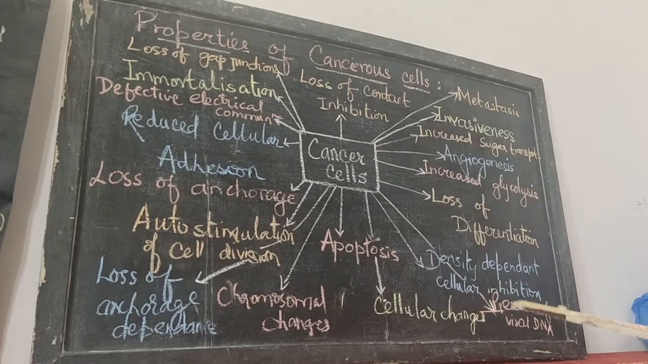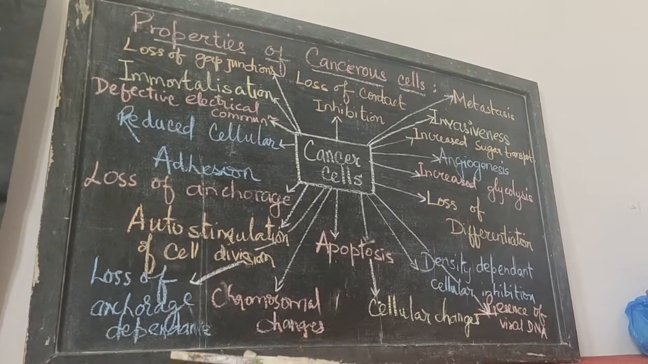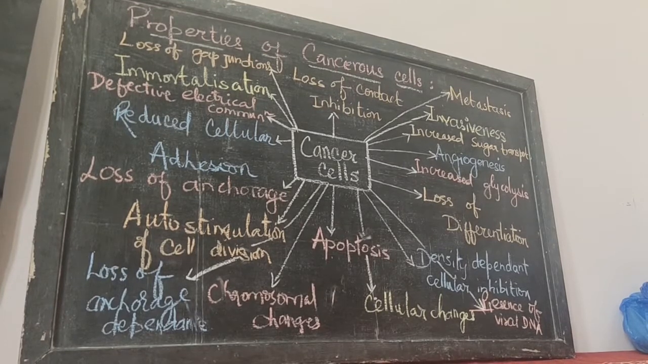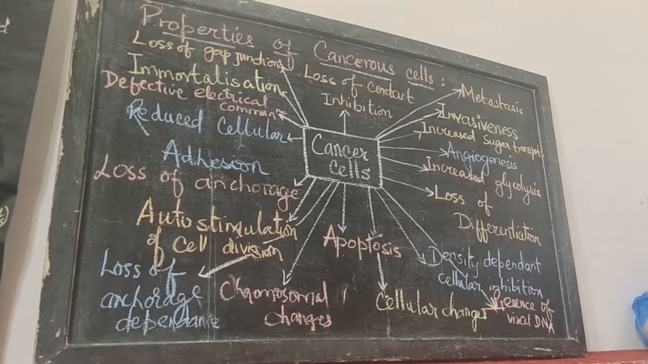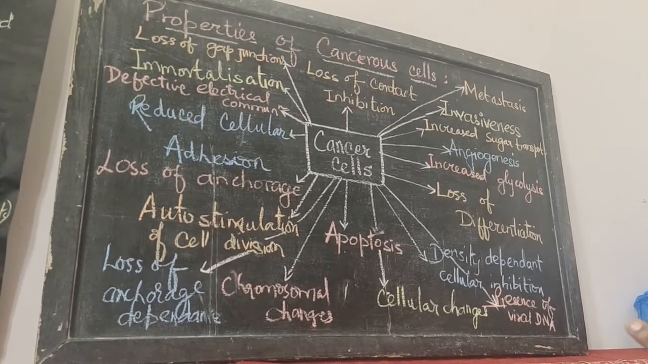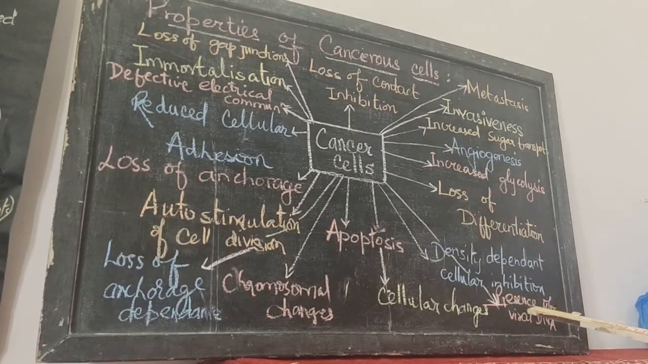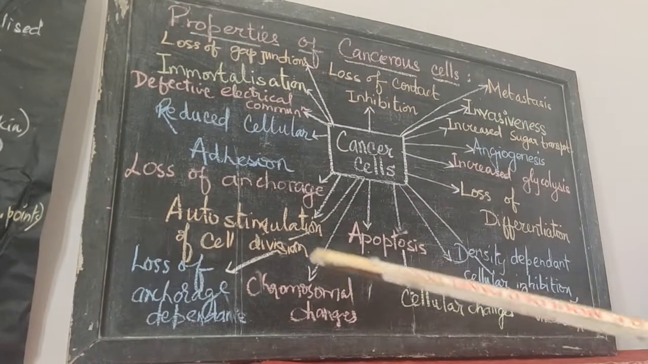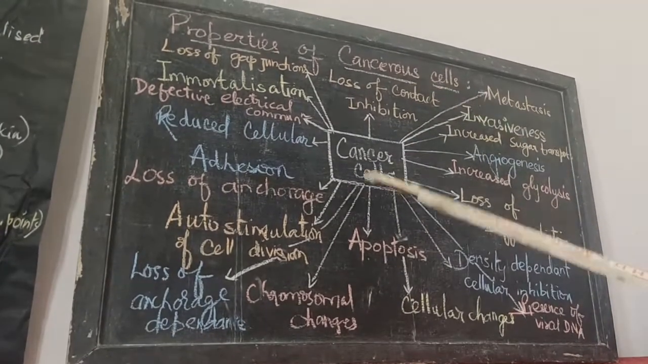The next property is presence of viral DNA in cancerous cells, because viral DNA acts as one of the cancer-causing agents in healthy cells, that triggers cancer. So when viral DNA enters into a normal cell, that triggers the cancer. Hence in cancer cells you can find the presence of viral DNA. So all these properties or features are seen in cancerous cells.